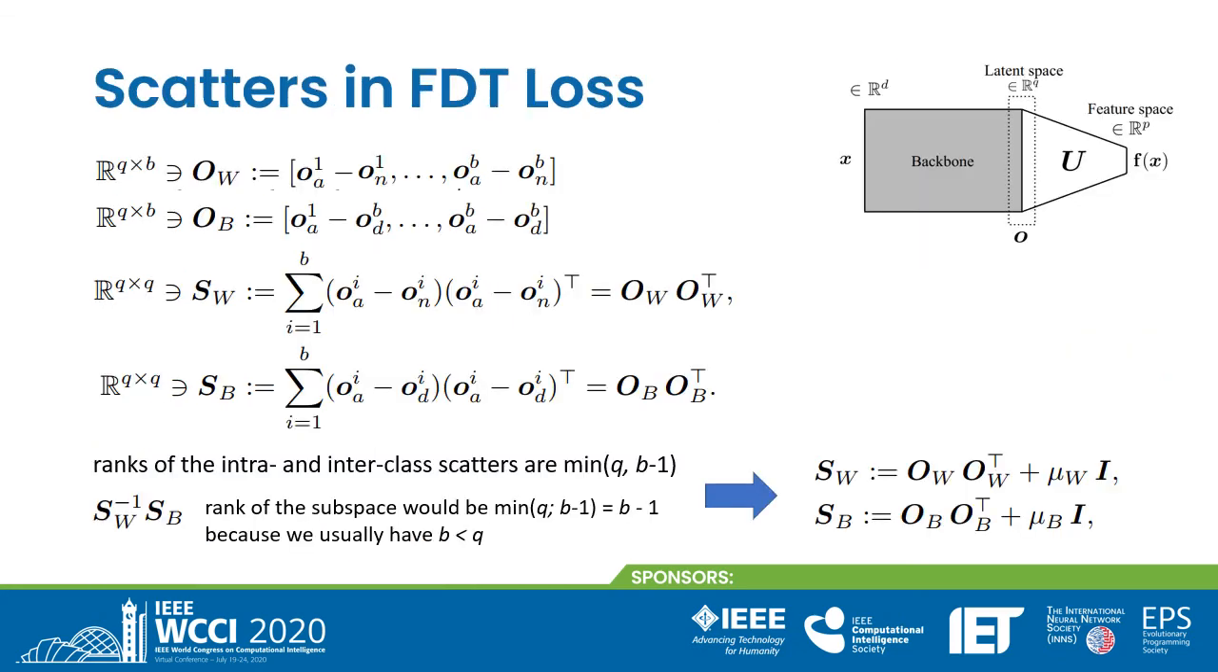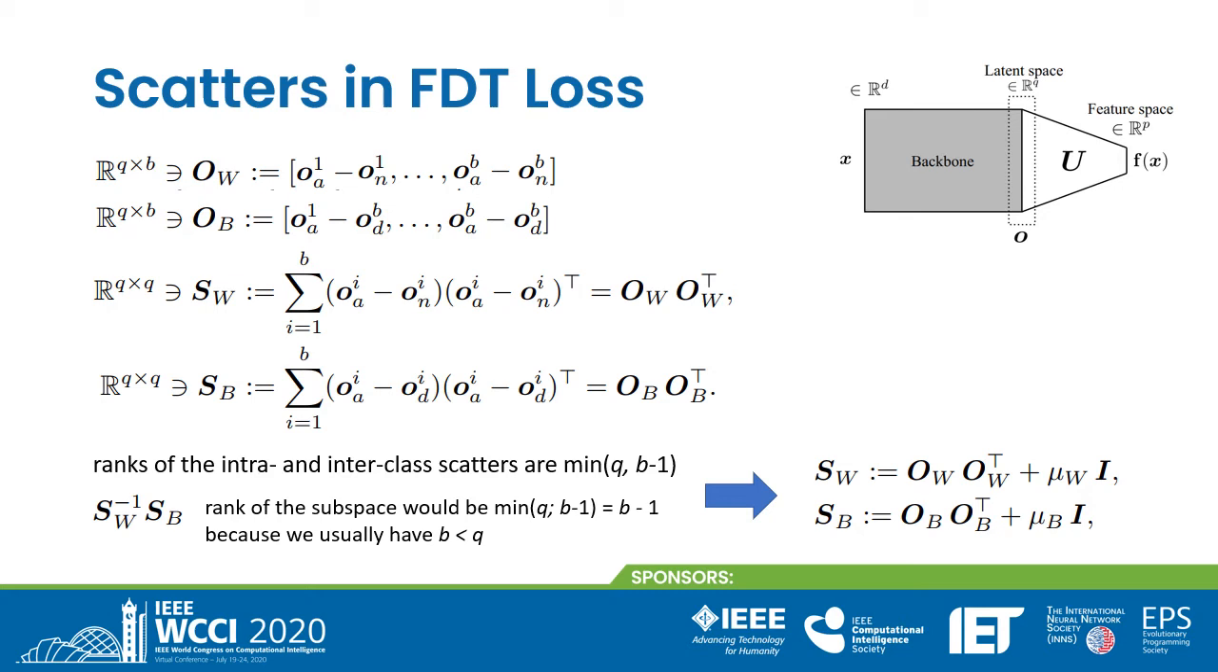Now we define the scatters in the FDT loss. So as you see in the network structure, we define the within and between scatter as the scatters in the latent space, because it can be seen as the input for the Fisher discriminant analysis somehow as the last layer. So we define OW and OB as OA minus ON for the whole batch. We denote the batch size by small b. And we consider the within and between scatter as defined here in the latent space.